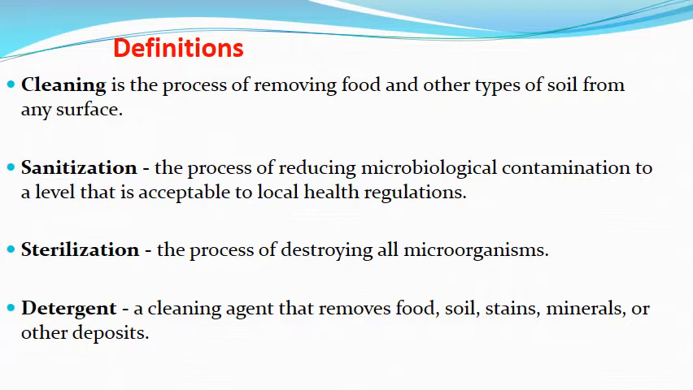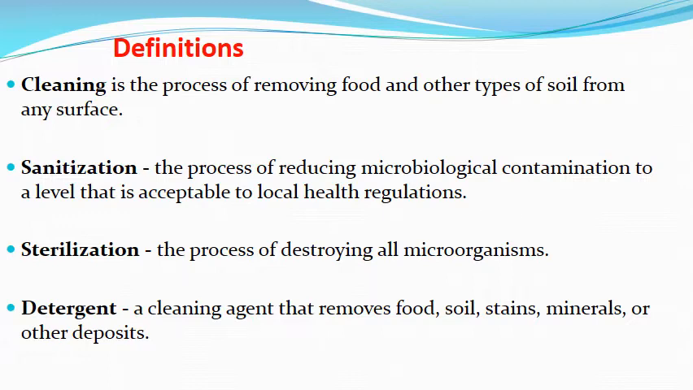So a few basic things we need to understand here, that is the definitions. The first thing is cleaning. Cleaning is the process of removing food and other types of soil from any surface. So in the dairy plant or even in a food plant, there are different equipments, machineries, tables or other working places or floors. All of these will adhere to different kinds of food materials and other soils. All these things should be removed. Sanitization is the process of reducing microbiological contamination to a level that is acceptable to local health regulations. So basically, sanitization is to kill the microorganisms after the cleaning. So cleaning and sanitation go one after the other.